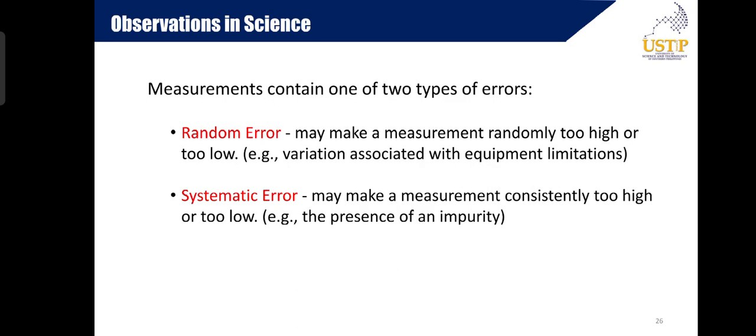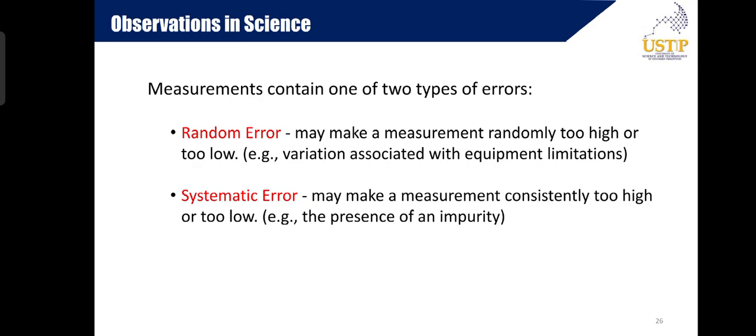So, measurements may have two types of common error. These are called the random error and the systematic error. When you say random error, they make a measurement randomly too high or too low. For example, variation associated with equipment limitations. For example, the equipment dispenses different volumes of liquid, so they give either too high or too low error.